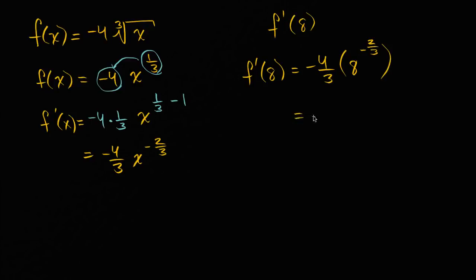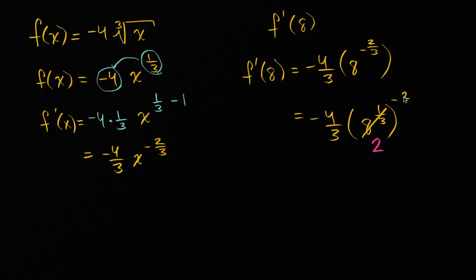Well, that's the same thing as negative 4/3 times 8 to the 1/3, and then raise that to the negative 2 power. I'm just using exponent properties here. If this looks completely unfamiliar, how I got from that to that, I encourage you to review exponent properties on Khan Academy. Well, 8 to the 1/3, that is just 2. So this is just 2.